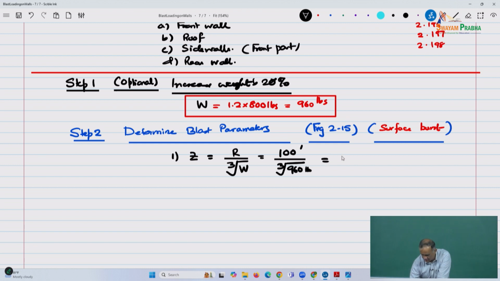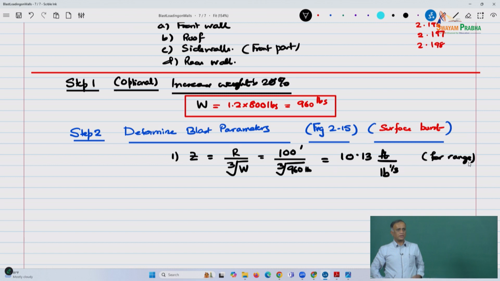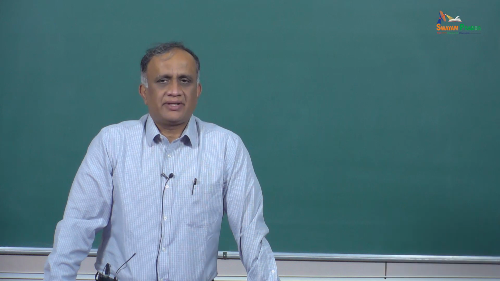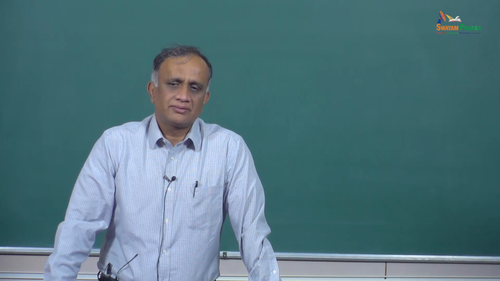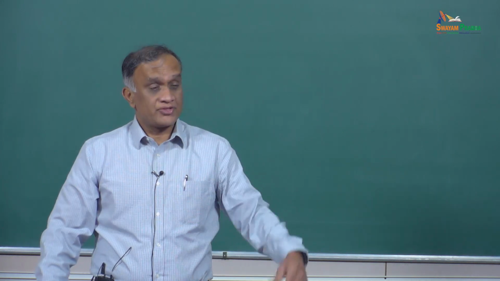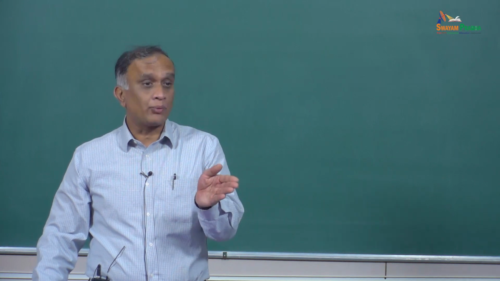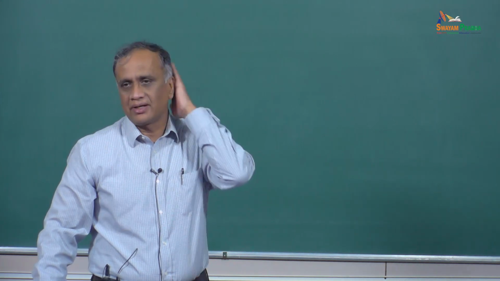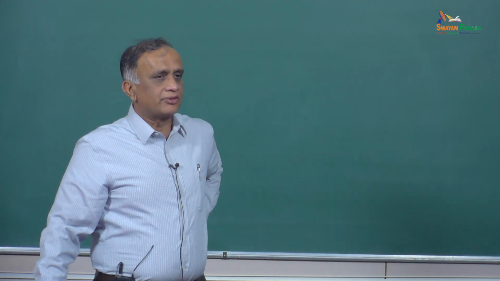And so this Z value is 10.13 feet per pound to the one-third. Again, this value is far range. In fact, I mentioned yesterday Z less than 3 is near range. There is a further classification. We go actually from 0 to 0.3. I'll mention it again. It's actually close in range. And then the Z of 0.136 you have seen, right? That was another reason to mention that. So some of it is close range.